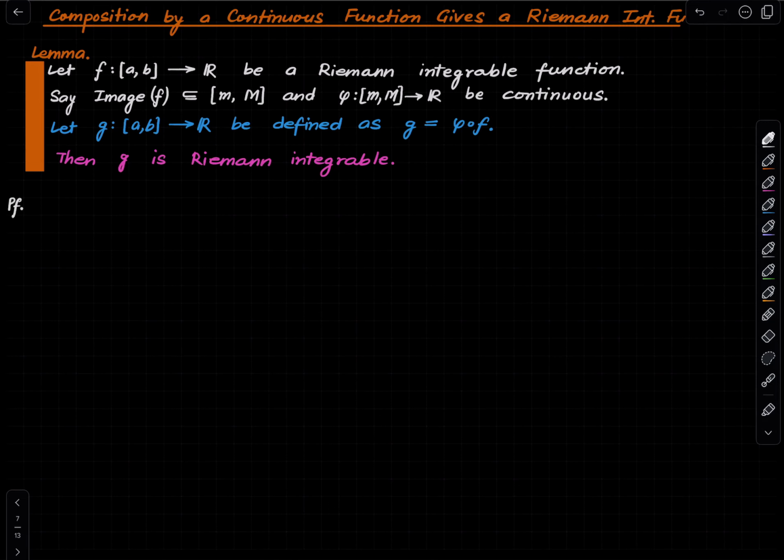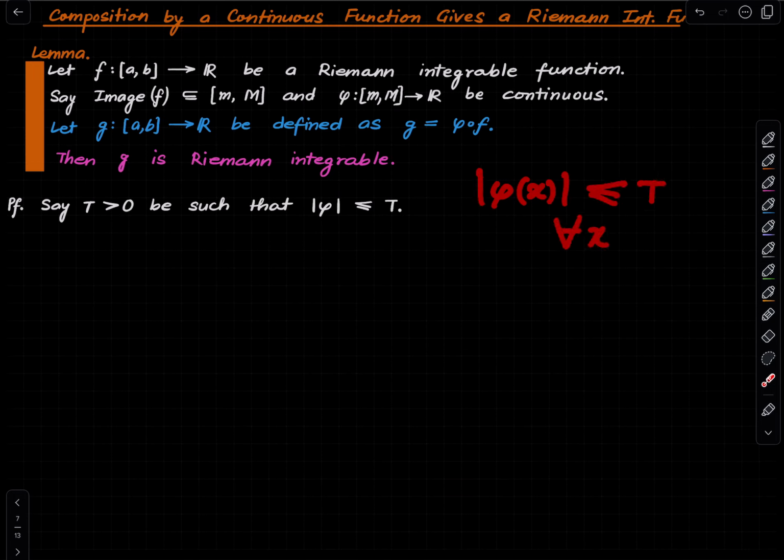So first of all, let us say t is a positive real such that this is at most t. So what do I mean by this? Well, since phi is a continuous function on a closed interval, it is a bounded function in particular, and t is a uniform bound on absolute value of phi. So what this means is that phi of x in the absolute value is at most t for all x in the domain of phi. So that's what I mean by that statement.